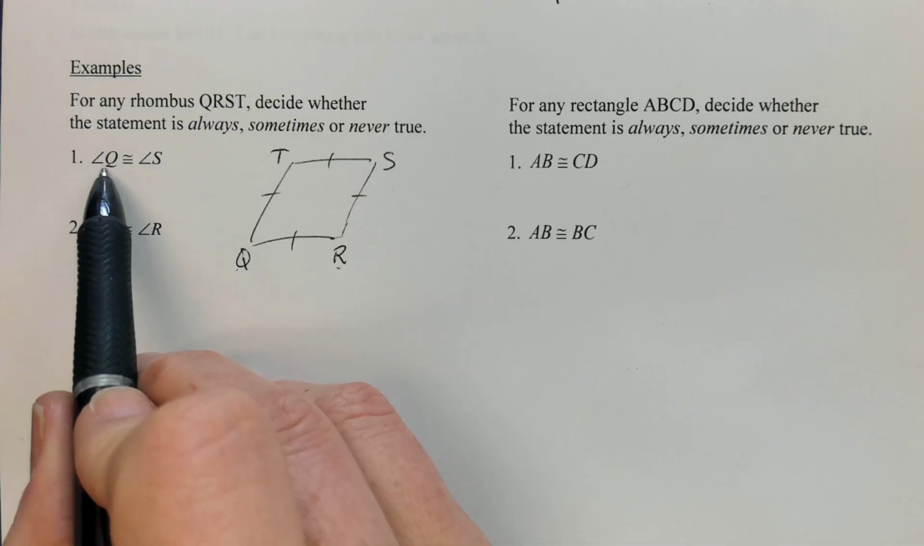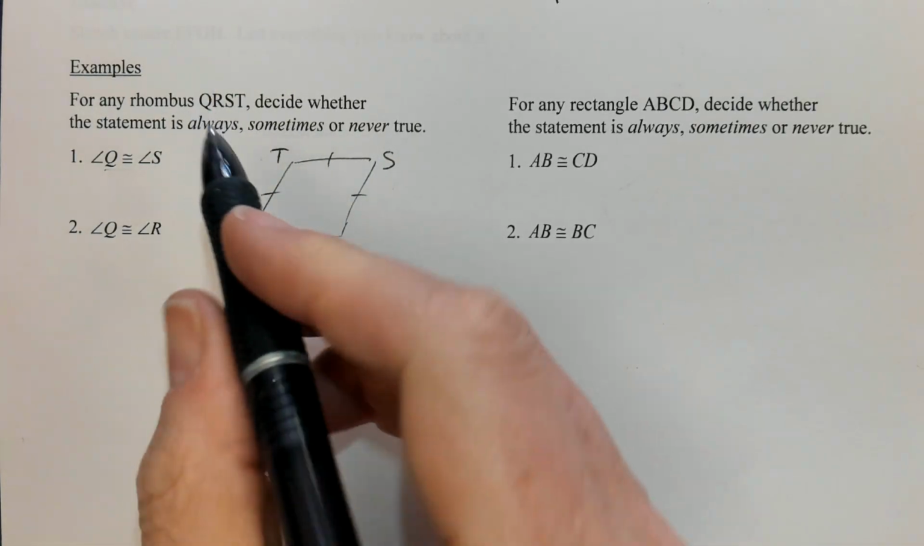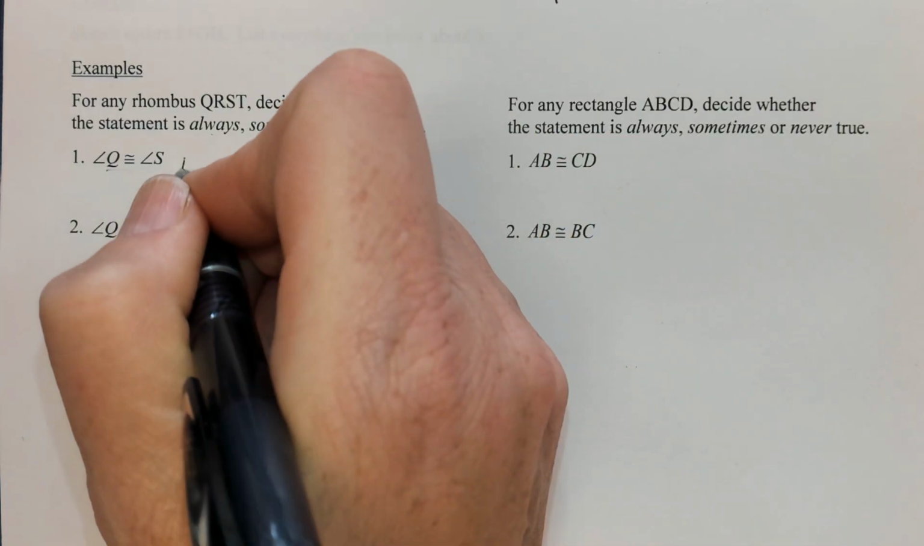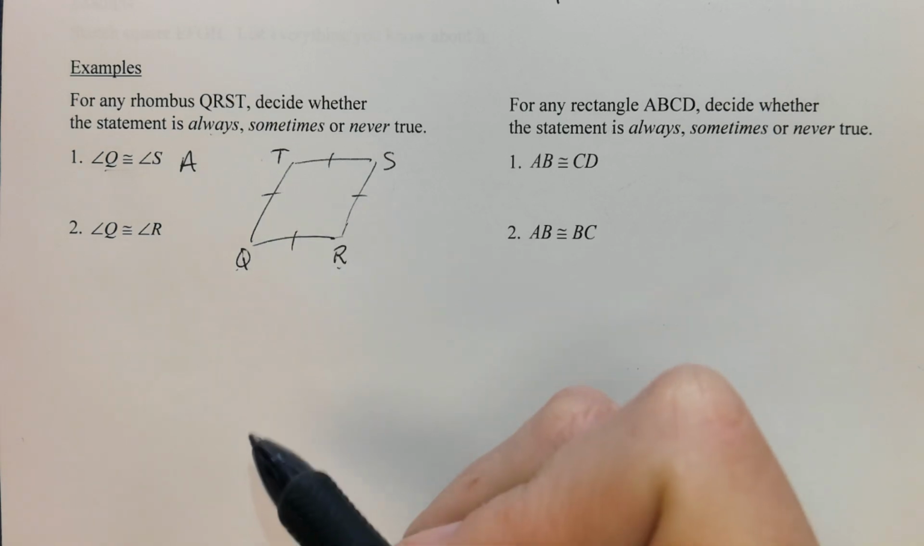We're deciding if this statement is always, sometimes, or never true for a rhombus. Q and S. These two angles, could they be equal? That is an always. Opposite angles in a parallelogram are always congruent, so that's an always.